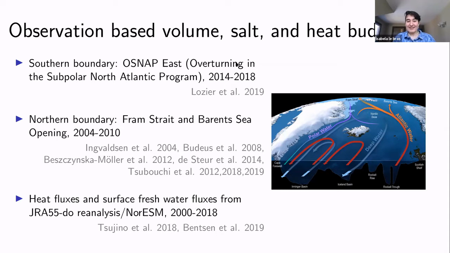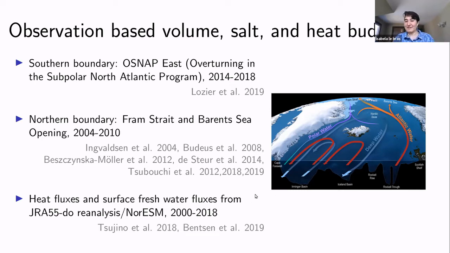So you might have noticed here that these observations all span a different period of time. So OSNAP is 2014 to 18, the northern boundary 2004 to 2010, and then the heat fluxes and freshwater fluxes span a larger time period. I did do some sensitivity analyses to try and understand if it mattered that I'm using observations from different time periods in trying to get this mean picture. And the basic result from that was that as long as the observations are long enough, so at least a couple years, that's really more important than having the observations at the same exact period of time, as long as you're within this kind of decadal range here.